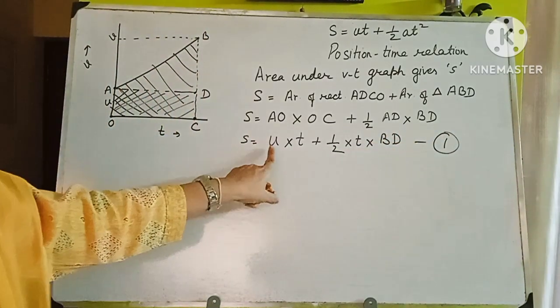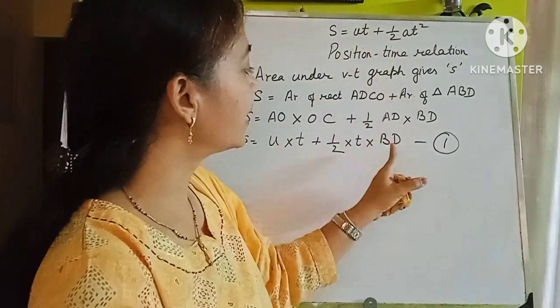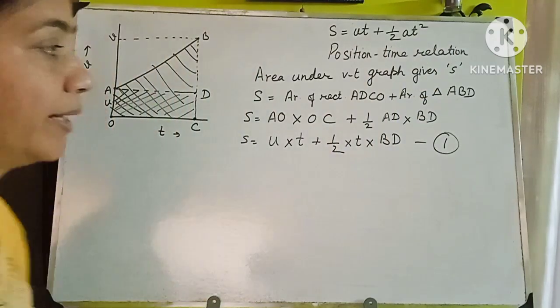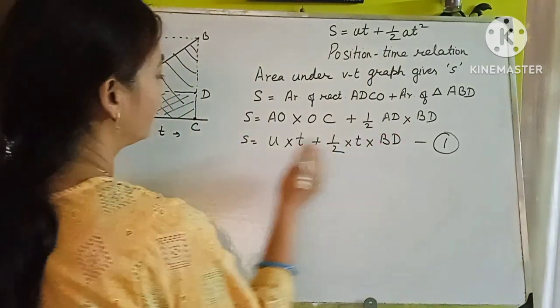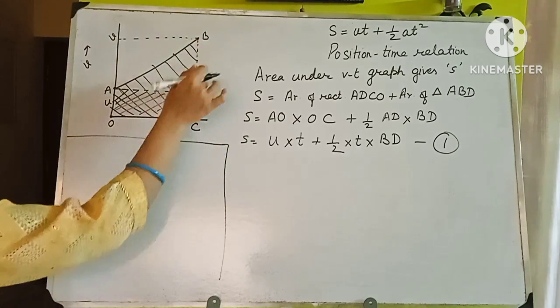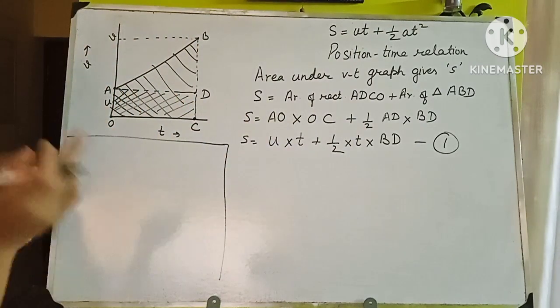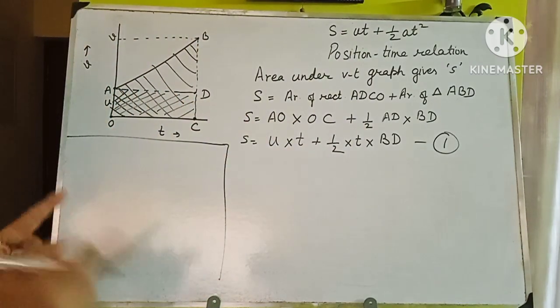So if you see, half part is already done. You have got ut, half, t. Instead of BD, something should come over here. Now we'll do the BD derivation. From the graph, you have to bring a into this equation. a is acceleration. Now how to bring acceleration?